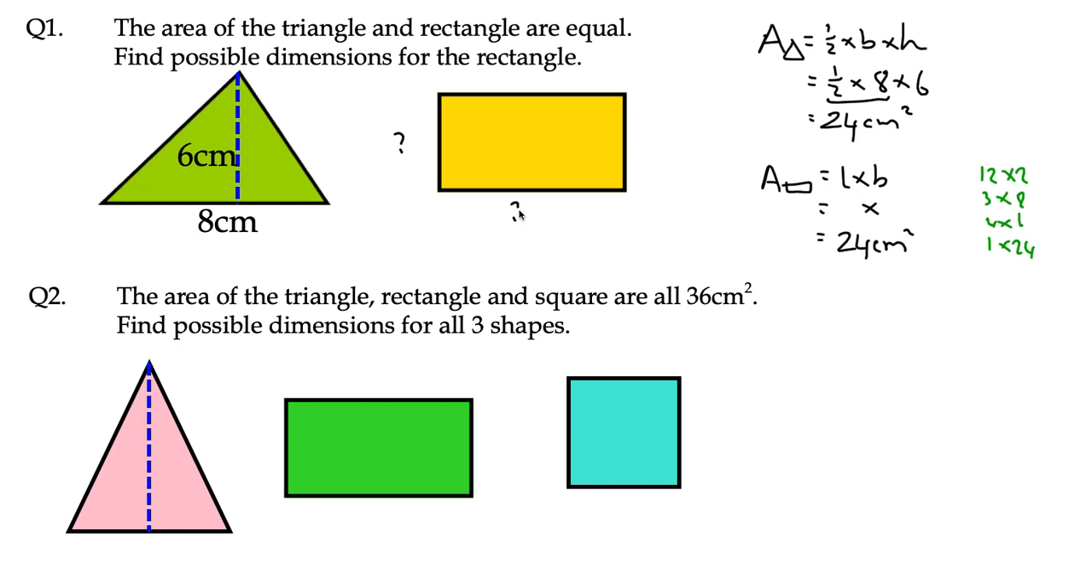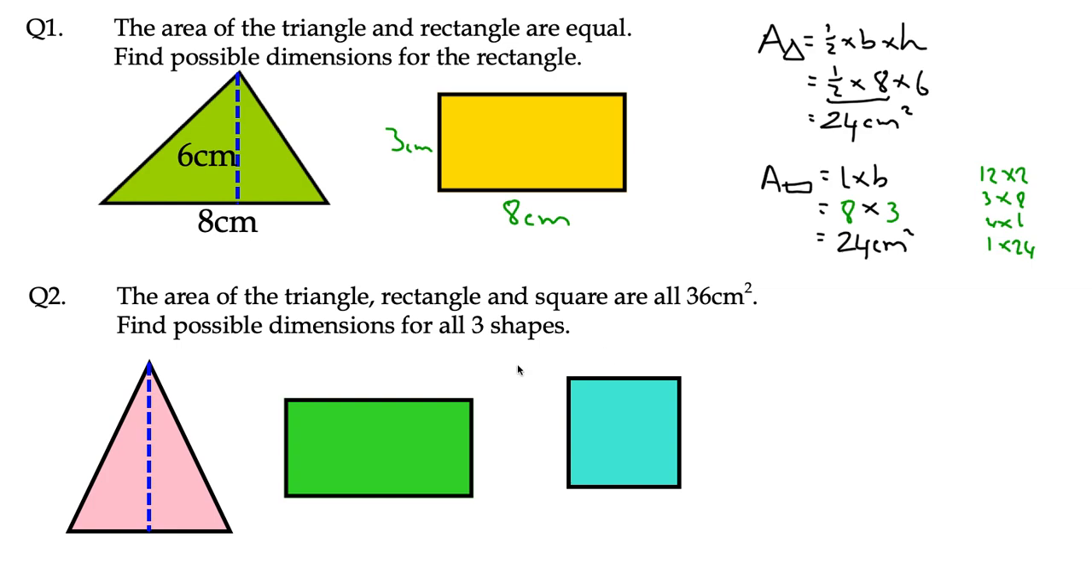All of these are possible answers, so you can choose one. It just says find possible dimensions. It doesn't say find them all. So I'm just going to write in, I'll pick one, I'll be 8 centimeters and 3 centimeters. Okay, and I'll show that that's the case. Do you notice that I haven't just written in the answer? I've actually shown that I know why that's the right answer by using the formula. Okay, so that's a wee demonstration.